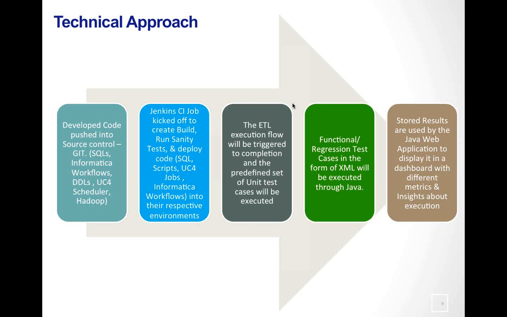So once these two are done, the ETL execution flow will be triggered to completion, and then next comes the automated runs of unit test standards that get executed on the environment that is specified. Once we have our unit test runs, then comes the functional and regression test cases that get run. This is handled pretty much in the form of XML, and it gets executed. It's triggered via the Java framework that we have created for the backend.